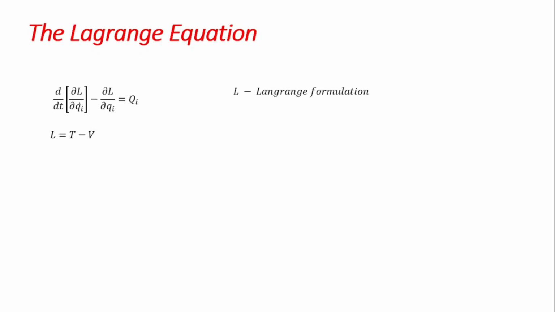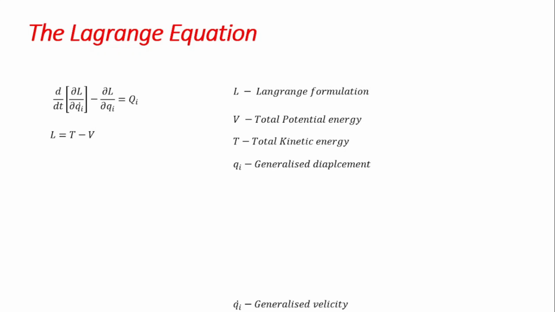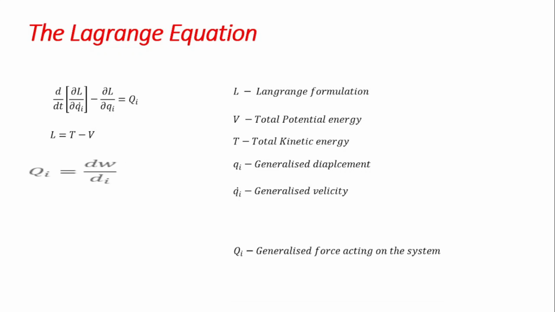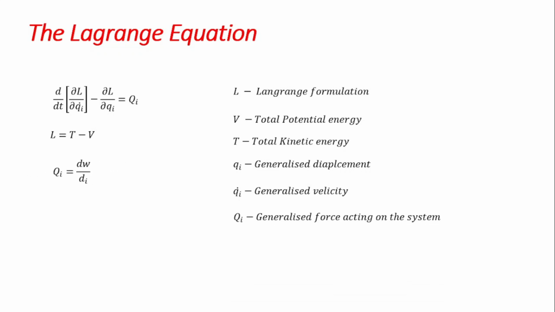So the first objective usually is to determine the Lagrange formulation, where V is the total potential energy, T is the total kinetic energy, and we have q_i. q_i is what you call the generalized displacement. Then q_i dot is called the generalized velocity. Later on, as we look through an example, we'll see what we mean by this. Then we have Q_i, that's capital Q, to be the generalized force acting on the system, and it is obtained using the equation dW/dq_i.